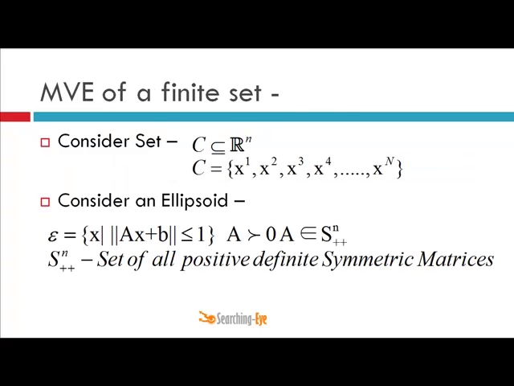Now consider a set C of vectors x1, x2, x3, x4, all vectors of dimension n. Now consider an ellipsoid E, that is the set of all x such that the norm of Ax plus b is less than or equal to 1, where A is positive definite. Here Sn++ is the set of all positive definite symmetric matrices, and your A is a positive definite symmetric matrix. In the upcoming slides I will show you why there is a constraint on A to be a positive definite matrix. We will tackle this problem.